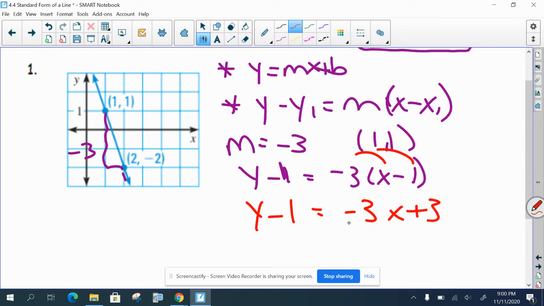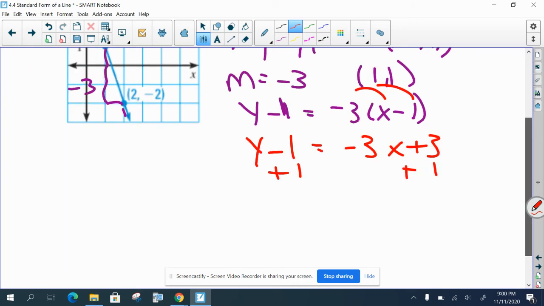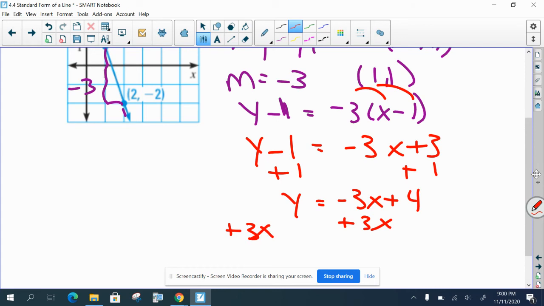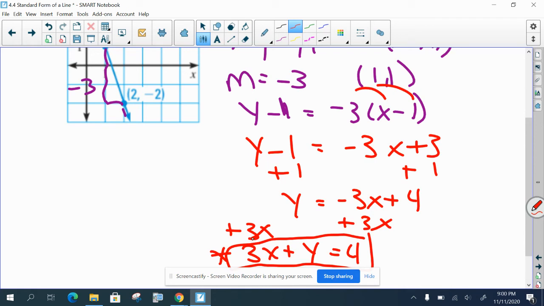And then add over the 1 to 3. So you get y equals -3x plus 4. And then add the 3x over so that the x and y are on the same side. So then you get 3x plus y equals 4. Now, since our final equation does not have any fractions and the leading coefficient is positive, then this is good. There's nothing else that we need to do to our equation.